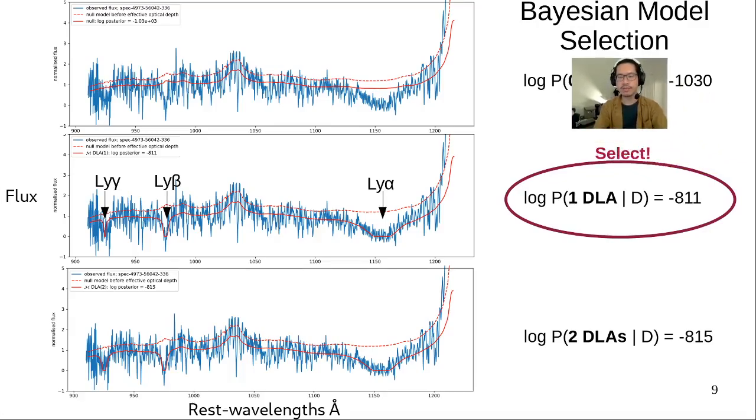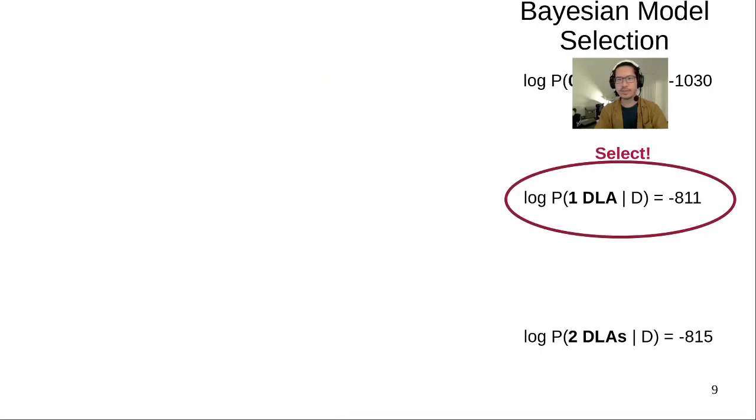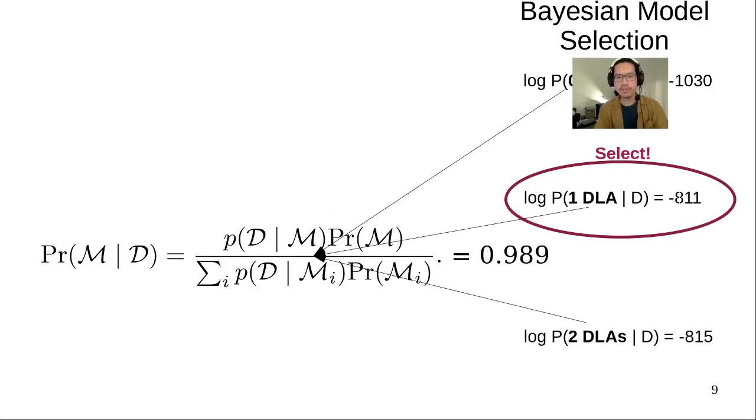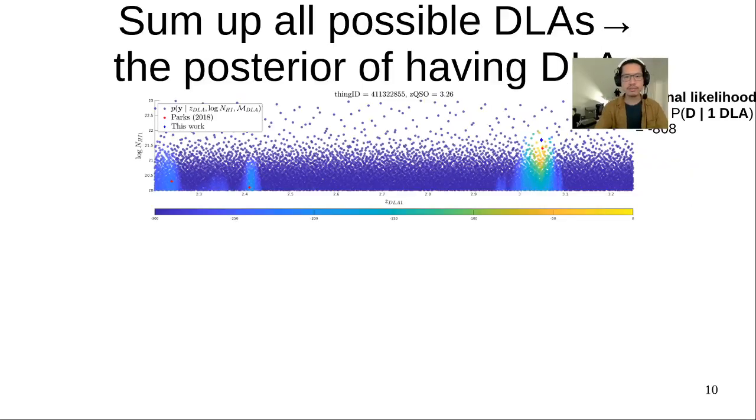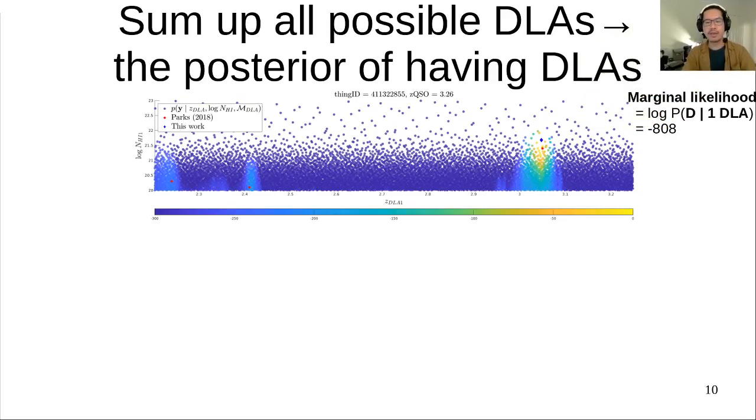For this one, we select the one DLA model, and we can furthermore calculate the model posterior. In this case, the model posterior is 0.989, having one DLA. But how do we calculate the probability of having DLAs in the spectrum? What we do is to sample all possible DLAs within a prior volume of the parameter space and marginalize the parameters to get the probability of having DLAs.